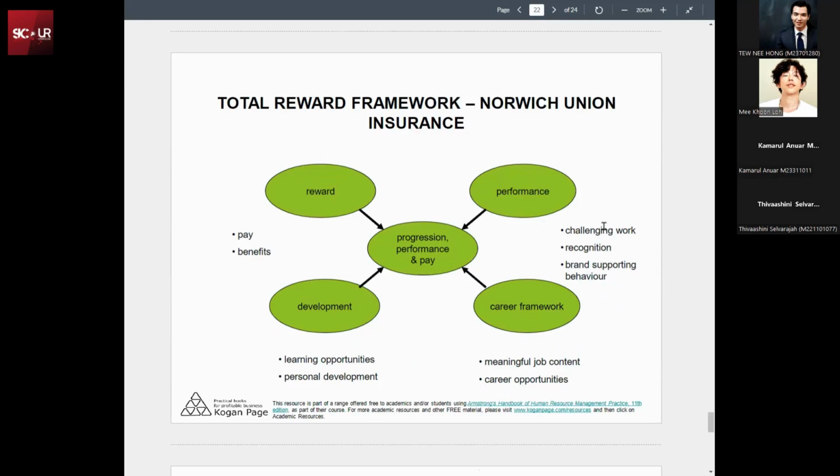It's more intrinsic and non-monetary. If you want to put a reward, the fruit itself is more on pay, benefit and development. Much more to the non-monetary, because they want to focus more on progression to gain some performance rather than the pay.